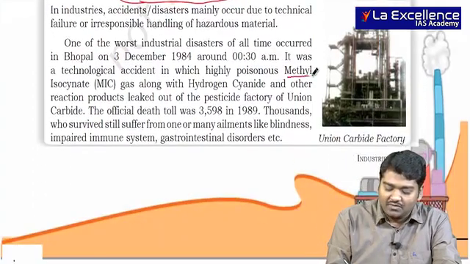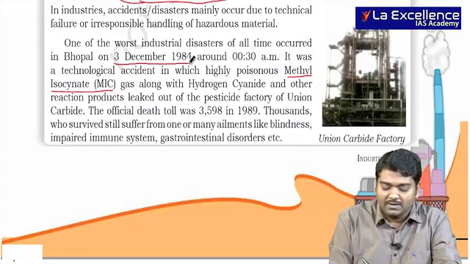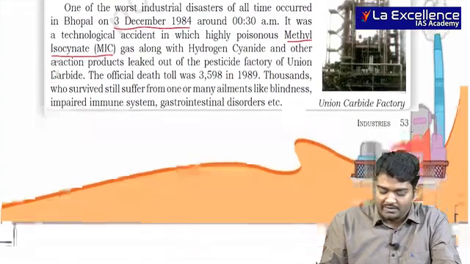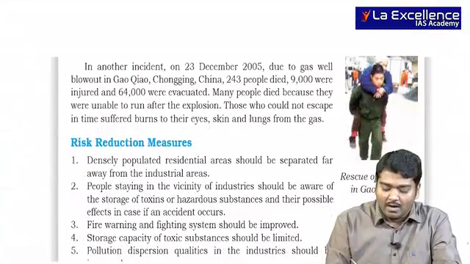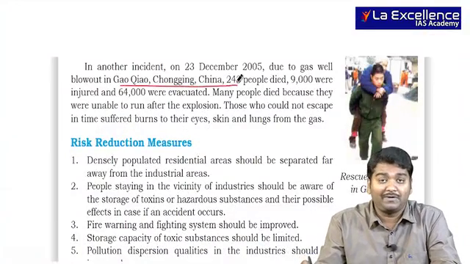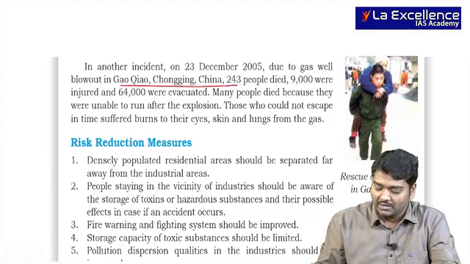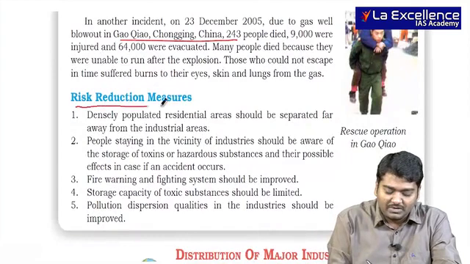The Bhopal gas tragedy was because of methyl isocyanate. 3rd December 1984, it's important, just try to remember. In China, there was an accident where 64,000 people were evacuated and 9,000 were injured and many were also killed. So what are the risk reduction measures?